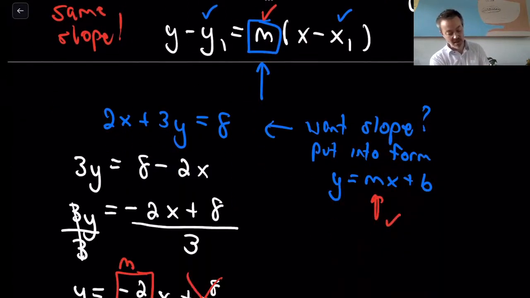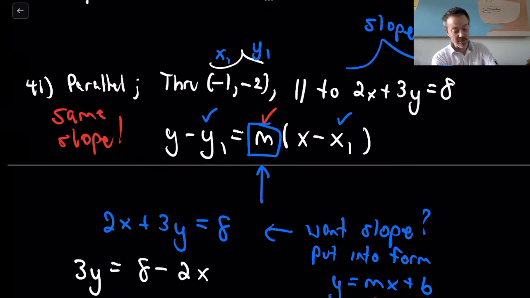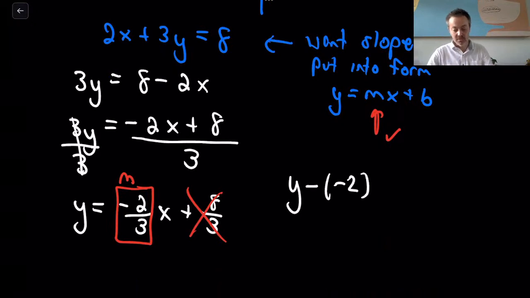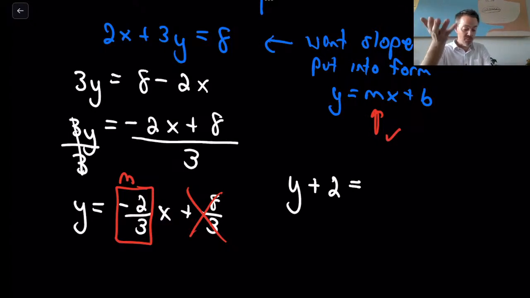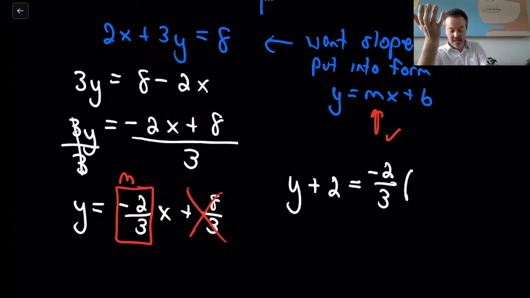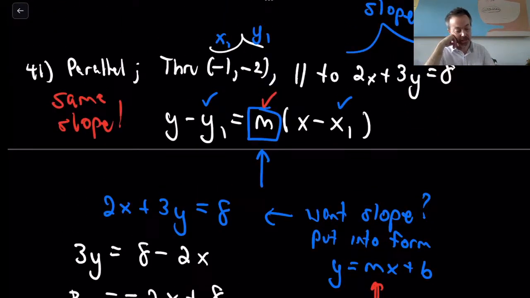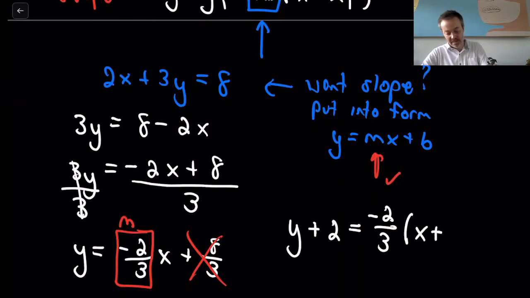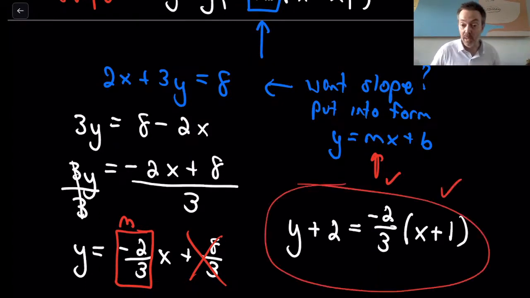So I can say, hey, my line is y minus the y coordinate, which was negative 2. So if I do y minus negative 2, that's just going to be y plus 2. I can now drop in my slope, which we just found, of negative 2/3. And then I would do the same thing. I would do x minus the x coordinate. Well, the x coordinate was negative 1. So if I do x minus negative 1, that's going to be the same thing as x plus 1. And again, I'm going to stop there. That to me is an equation of a line. If you want to multiply it out, put it in slope-intercept form, by all means, go for it.